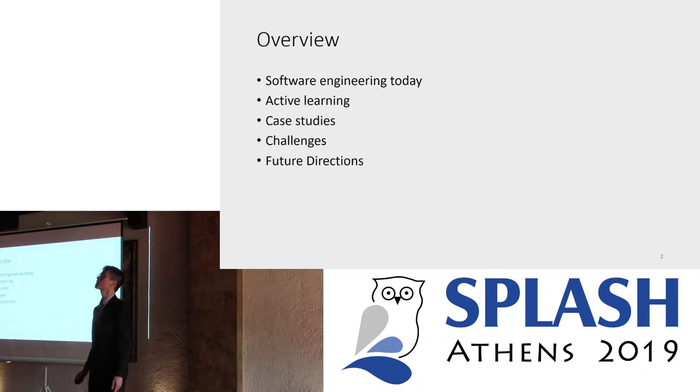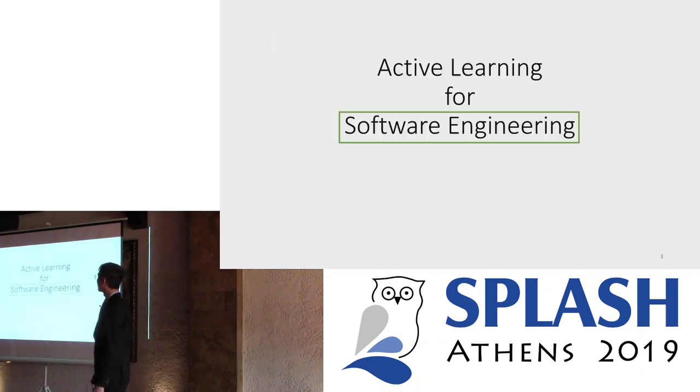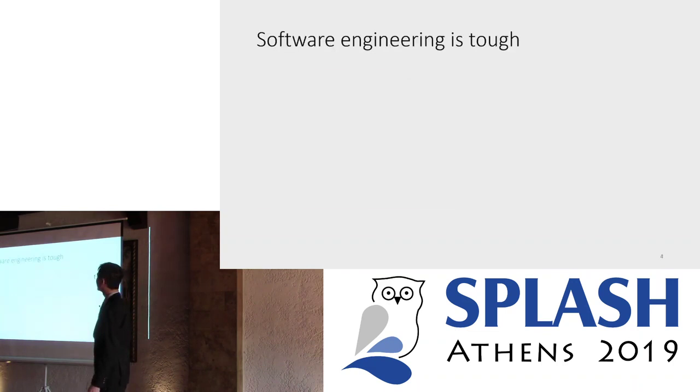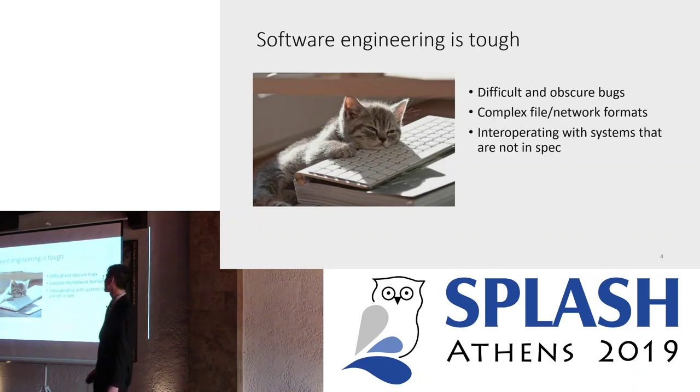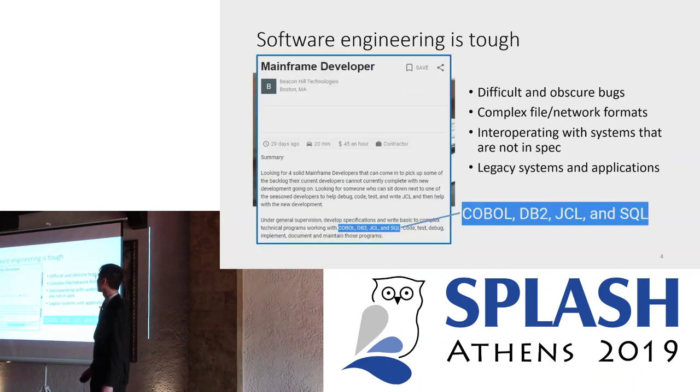So what is software engineering like today? Well, it is pretty hard. People spend all day working on difficult and obscure bugs. They have to work with complicated file and network formats. They have to interoperate with other coding systems that aren't necessarily following the spec. And they also have to deal with legacy systems and applications. But it doesn't have to be that way. There's a better life possible.